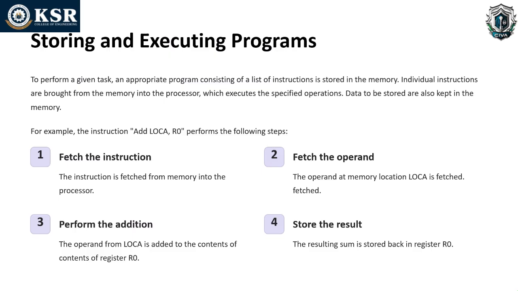Storing and executing a program. In a computer system, programs are stored in memory as a list of instructions. The CPU fetches each instruction, decodes it, executes the specified operation and stores the result. For example, here is the instruction Add location A, R0. The processor fetches the instruction, retrieves the operand from memory location A and adds it to register R0. Then finally it stores the result in R0, that means it writes back the result in R0. This describes the fetch-execute cycle, the central process that enables the computer to run a program.